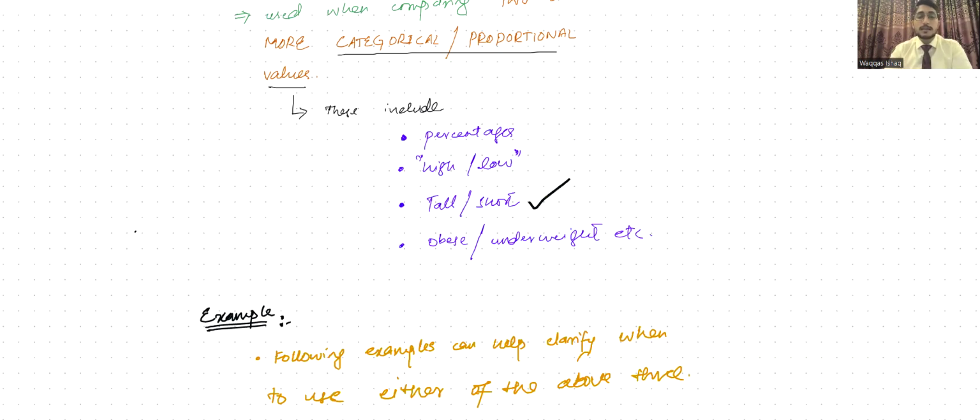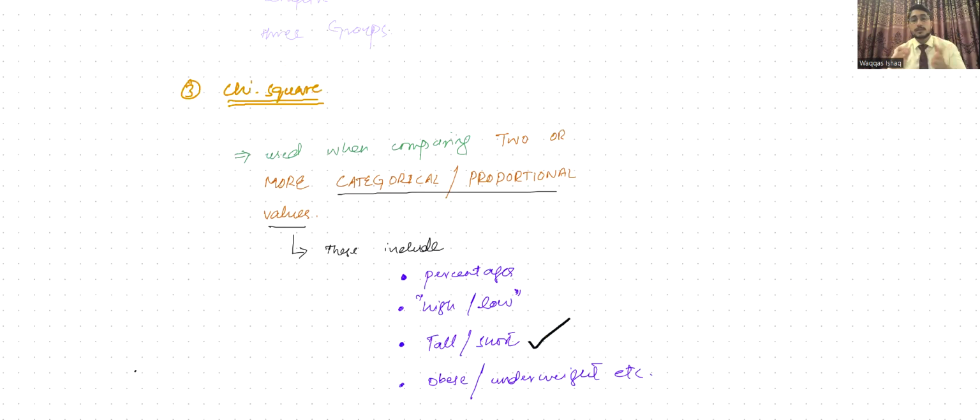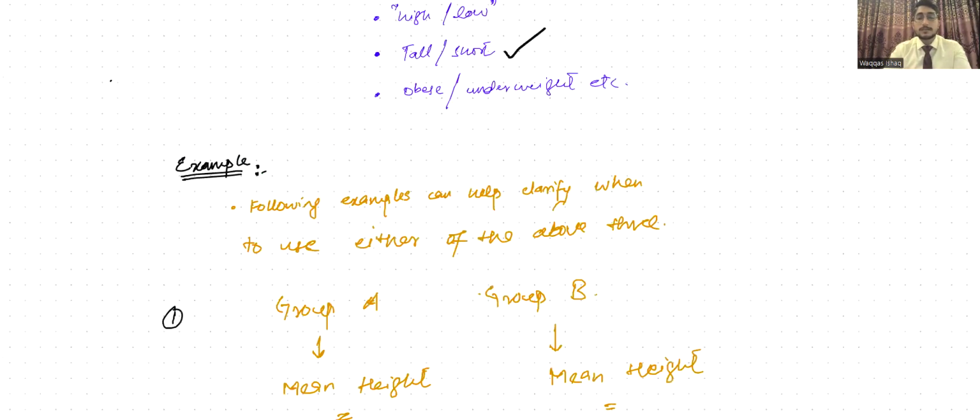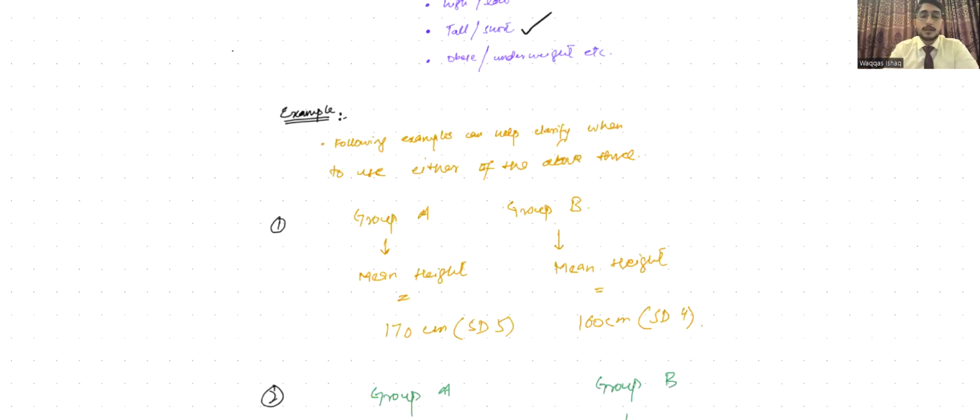So when you have these categorical values, then we use chi-square analysis, and in the question they will usually give a 2 by 2 table. The values will be in the form of a table, and they will ask which test you use to compare these different values. So you will use chi-square analysis. So let's give an example that can help us differentiate which one is categorical and which one is numerical value.